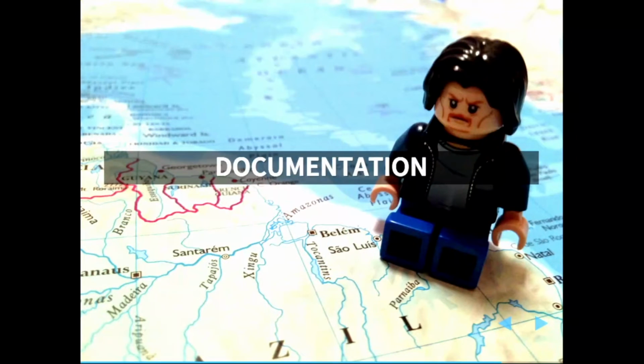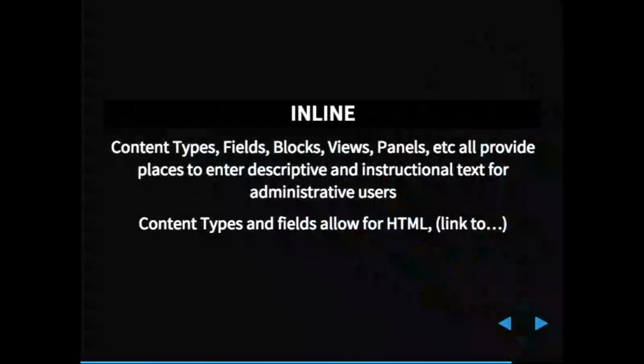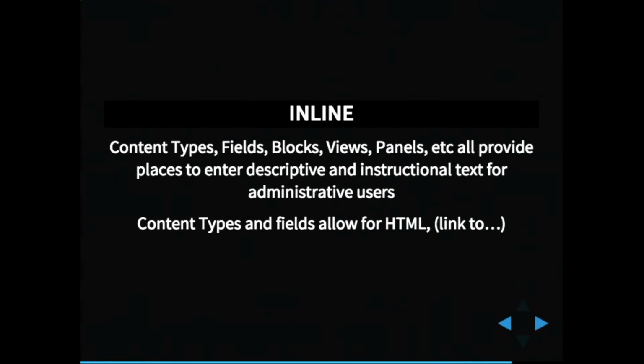How does this website work? I don't know. We've talked about the inline documentation. We can write all that out in our spreadsheet. Our developer doesn't need to think about it. They can copy and paste it into the content types, fields, blocks, views, panels. They all have places where you can enter description or instructional text for the administrators. Half the time they're not going to see it, they're not going to read it, but the time that they get stuck or the time that they get their new employee, that information's already in there.